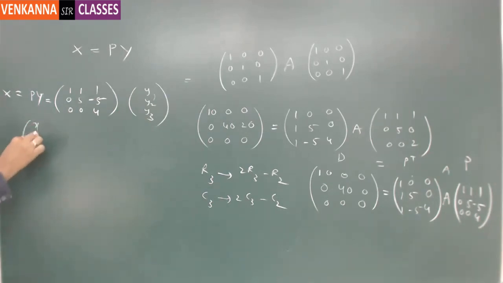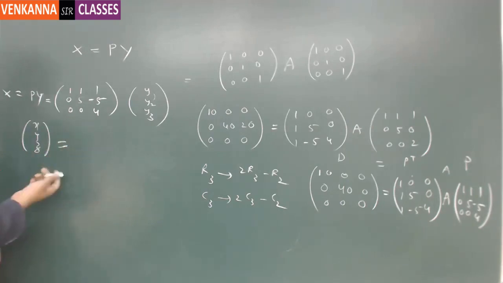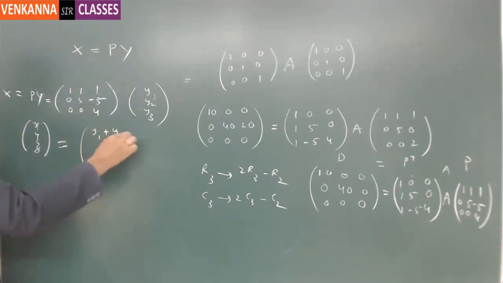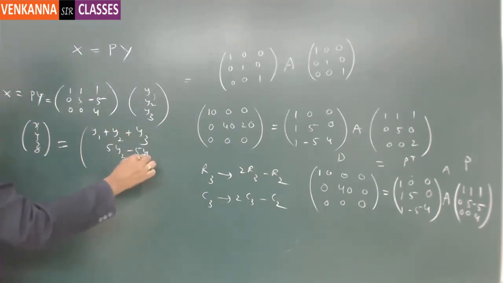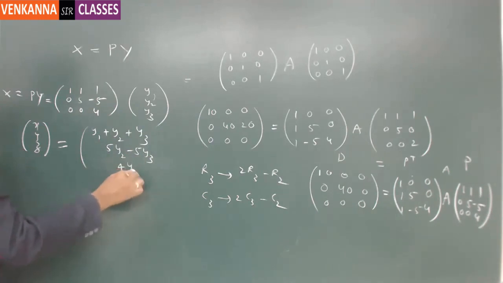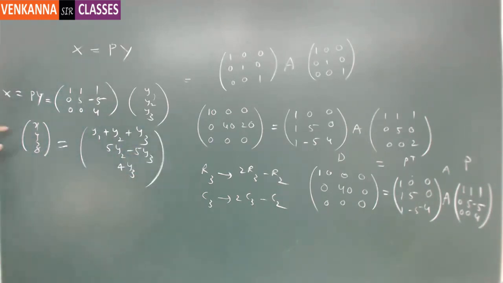So x is equal to py, this is equal to p into y1, y2, y3. So x, y, z is equal to, multiplying this, y1 plus y2 plus y3, 5y2 minus 5y3, 4y3. So this is x, this is y, and this is z. Those are the respective values.